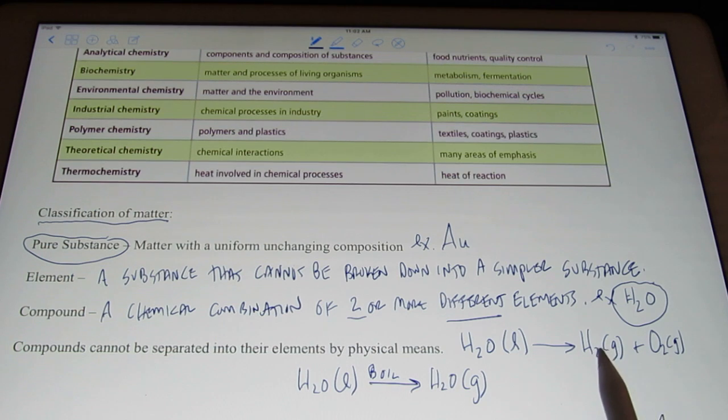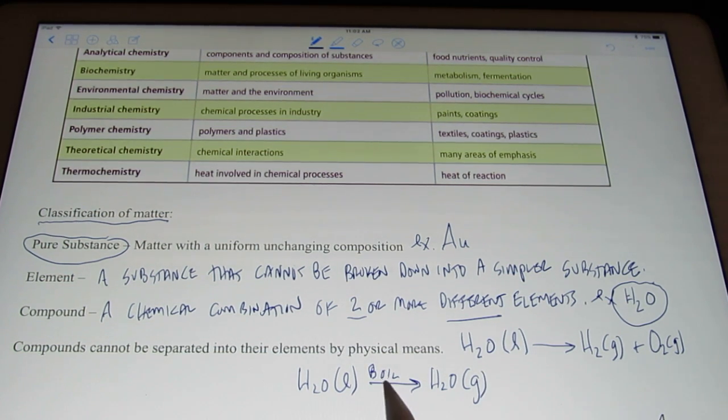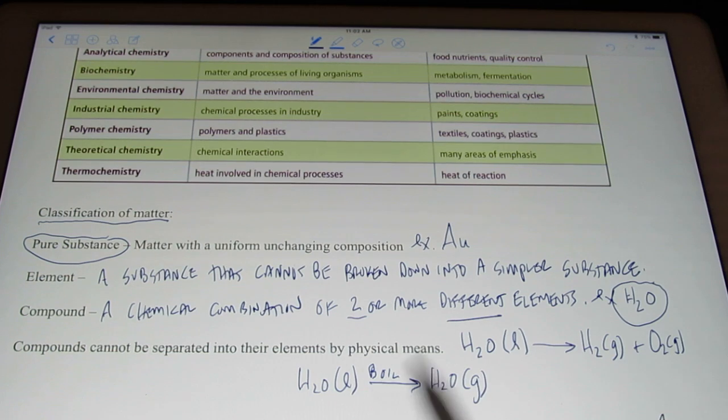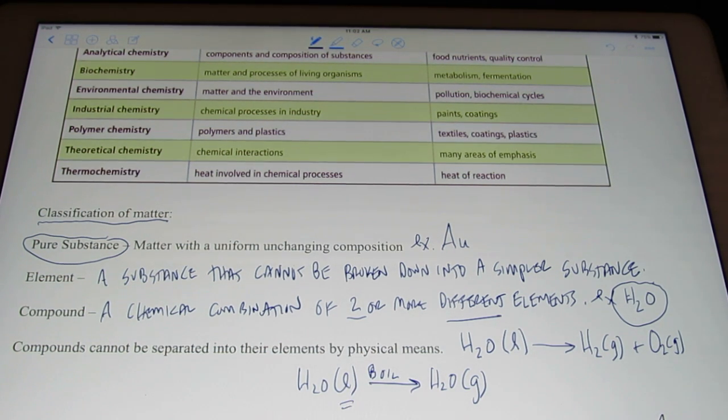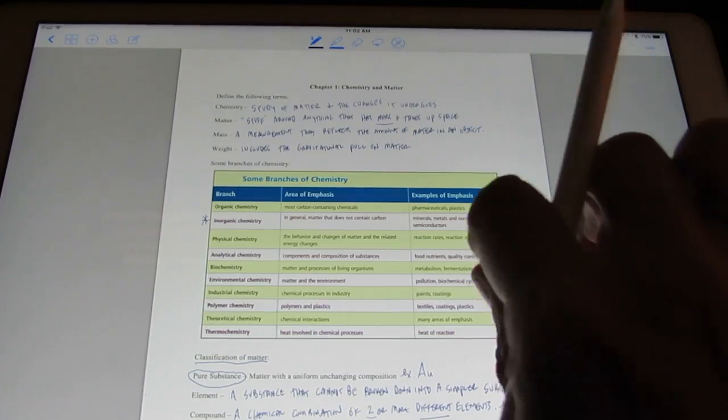In the first, we ended up with something different than what I started with. Chemically, hydrogen and oxygen are different than liquid water. In the second, when I boiled it, which is a physical process, I started with water, hydrogen and oxygen chemically bonded together, and I ended with water, hydrogen and oxygen chemically bonded together, but their physical state is different. In the first, it's a liquid, and in the other, it is a gas, but chemically, they're still the same. Okay, more vocabulary.